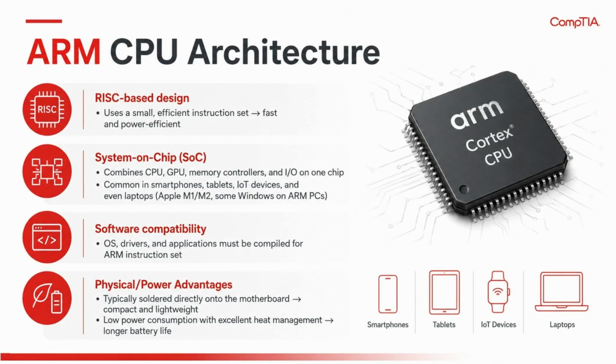ARM CPU architecture uses a RISC-based design, a small, efficient instruction set that's fast and power efficient. ARM chips are typically built as a system-on-chip, or SoC, combining the CPU, GPU, memory controllers, and I/O onto a single chip. You'll find ARM in smartphones, tablets, IoT devices, and increasingly laptops too, like Apple's M1 and M2 chips. Software has to be compiled specifically for the ARM instruction set, and physically, ARM chips are typically soldered directly to the motherboard, compact, lightweight, and low power with excellent heat management.